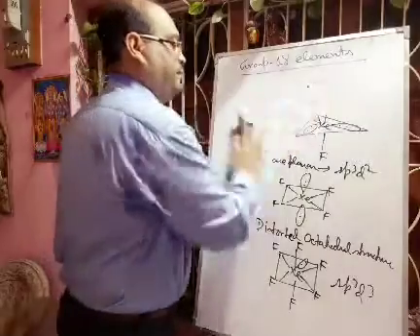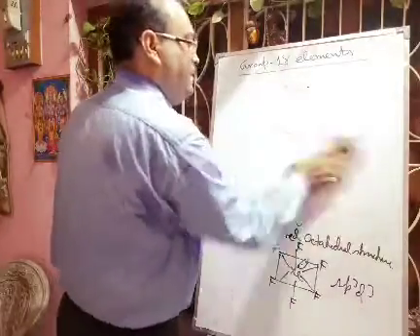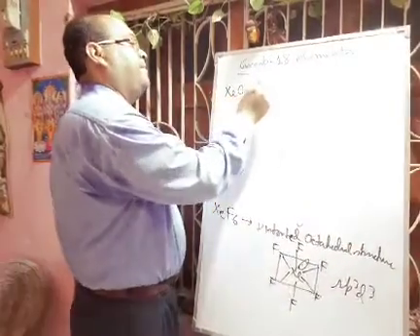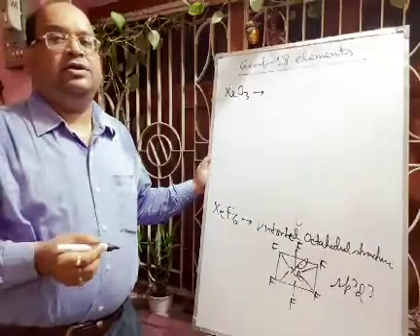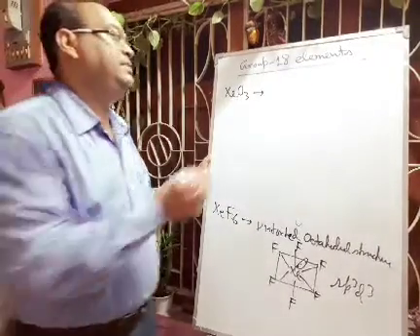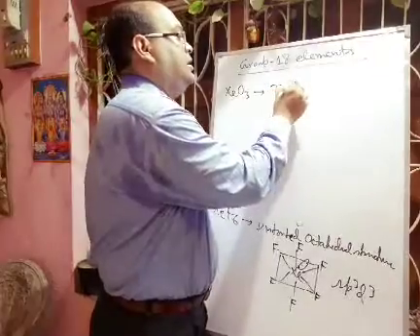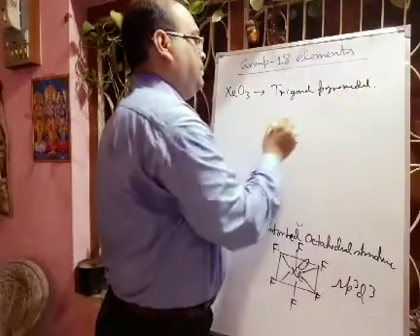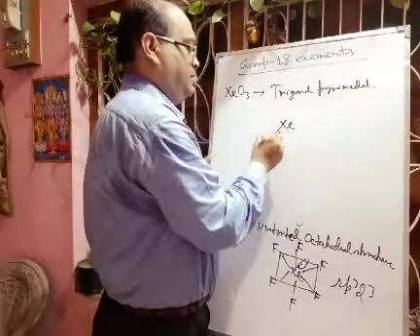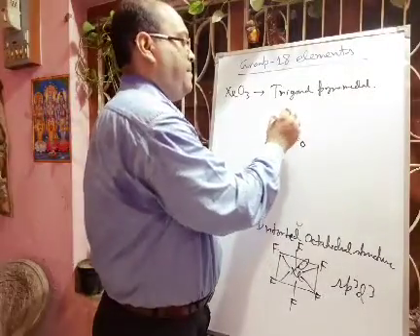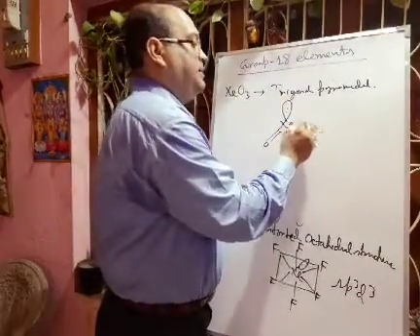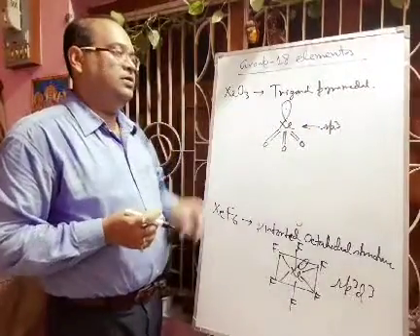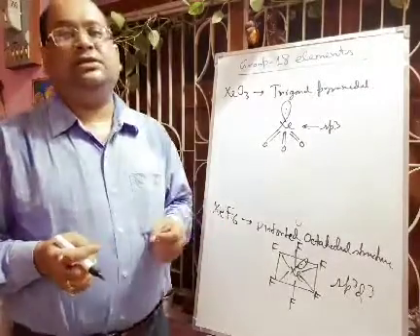Next we will go to XeO3, xenon trioxide. Its structure is trigonal pyramidal. Structure will be like this. And hybridization will be sp3. Oxygen we are not counting, that is 8/2, 4 hybrid orbitals. So this is the structure of XeO3.